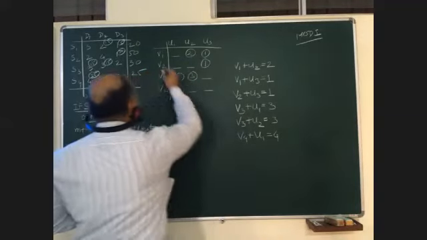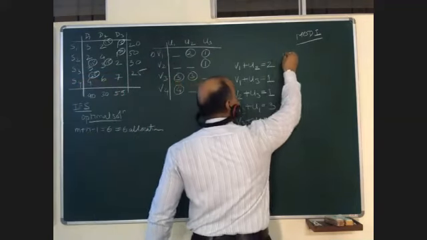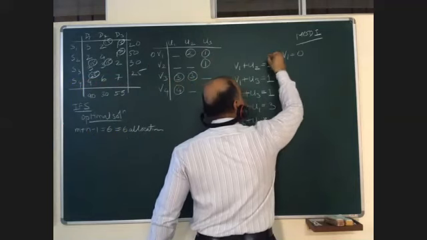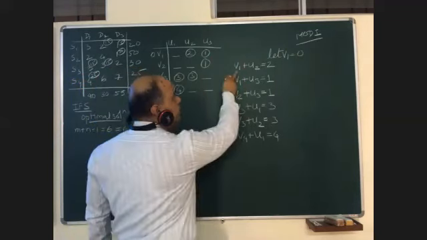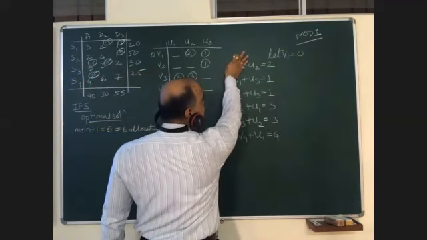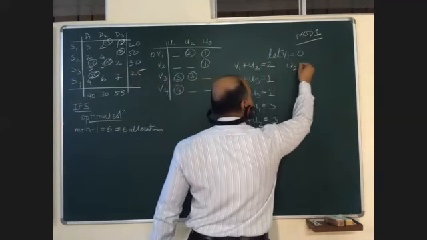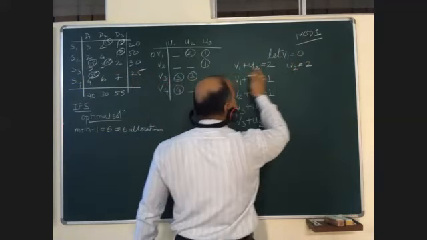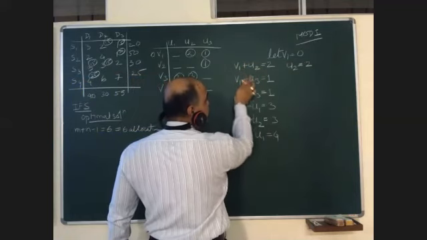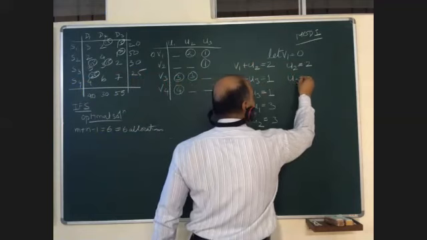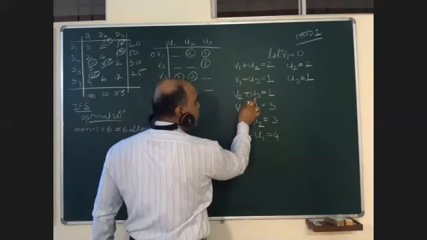What I will do is put V1 as 0. So my first step is V1 is 0. I'll assume V1 as 0. If V1 is 0, how much is U2? U2 is 2. V1 is 0, U2 is 2. Again, V1 is 0, U3 is 1. Am I correct?